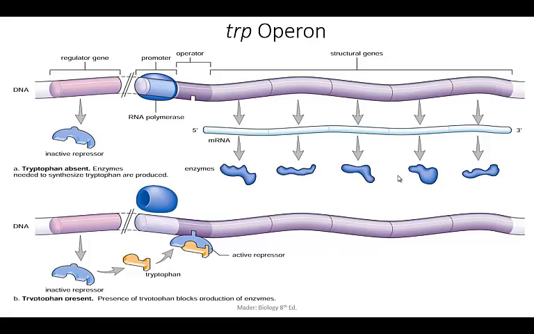If the levels of tryptophan are very high, there's enough around, it's just floating around the cell, it will bind to this repressor, activating it. Now we have an active repressor bound to this operator region. Now, RNA polymerase cannot sit down, it cannot do transcription, and the levels of tryptophan can level off because no more tryptophan is being made.